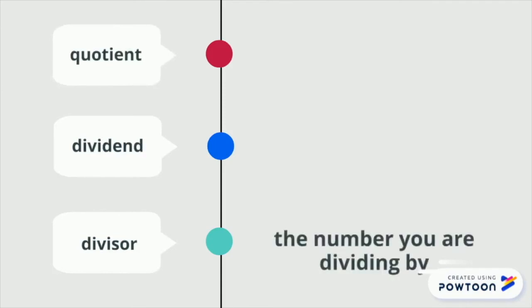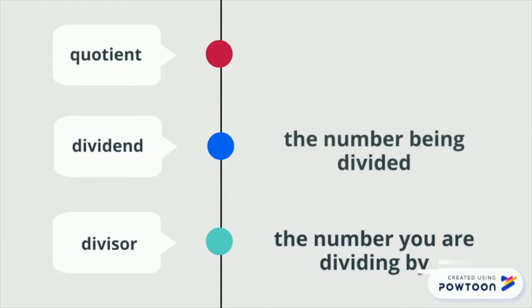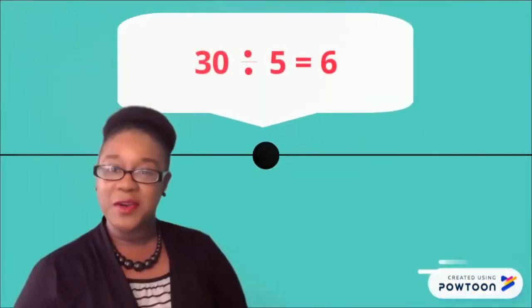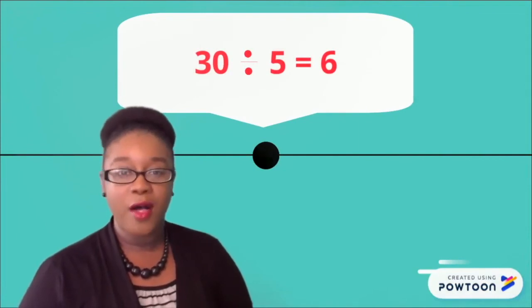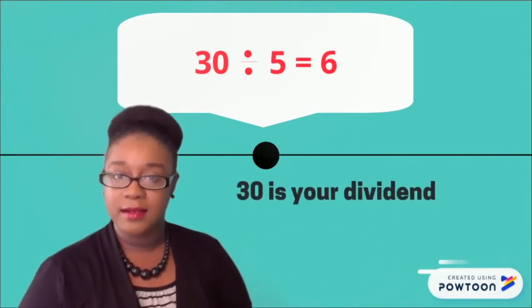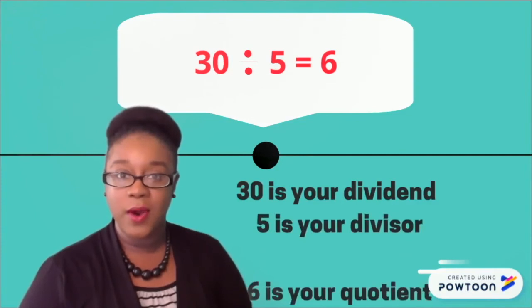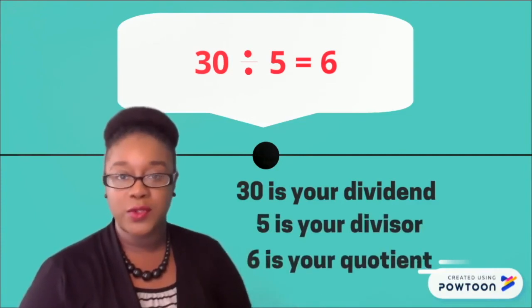The divisor is the number you are dividing by. The dividend is the number being divided. And the quotient is the result obtained. In the equation, 30 divided by 5 is equal to 6. 30 is your dividend, 5 is your divisor, and 6 is your quotient.